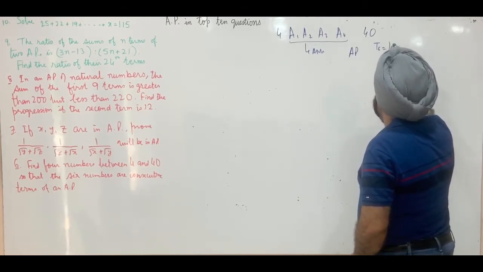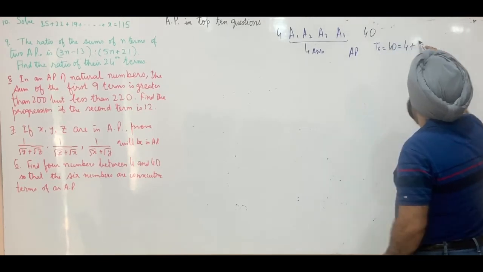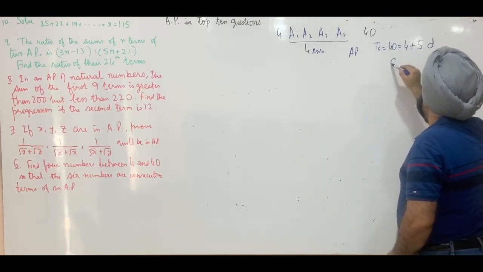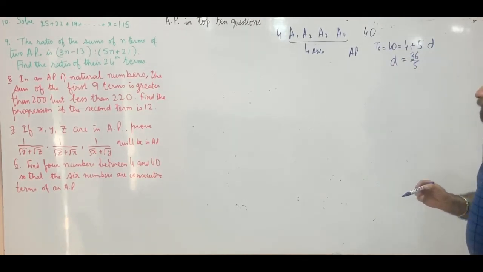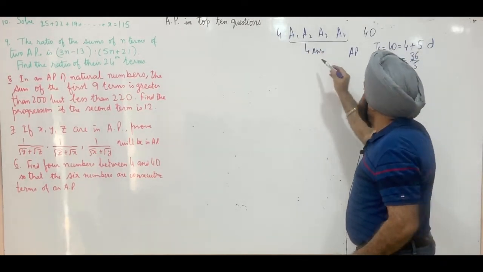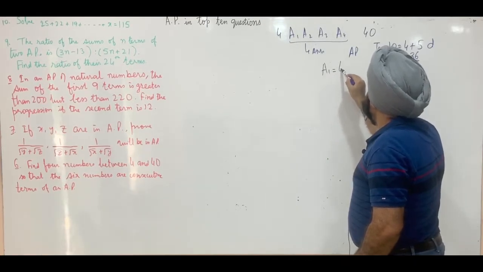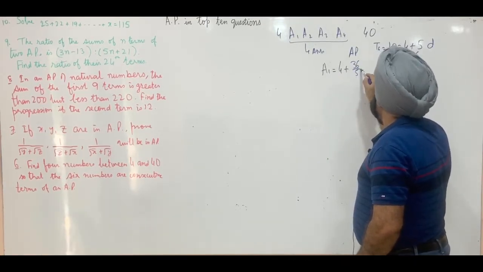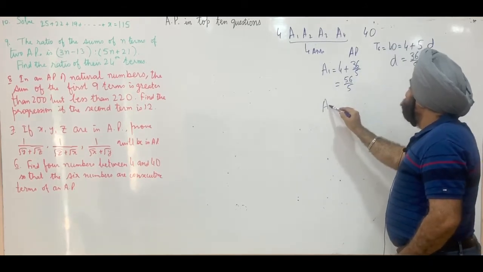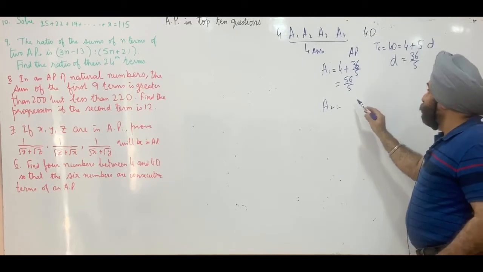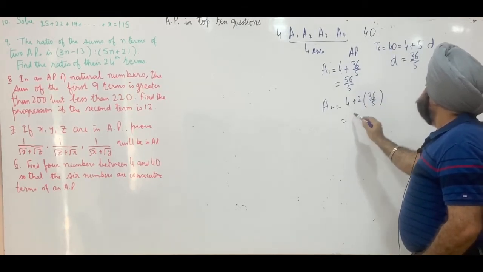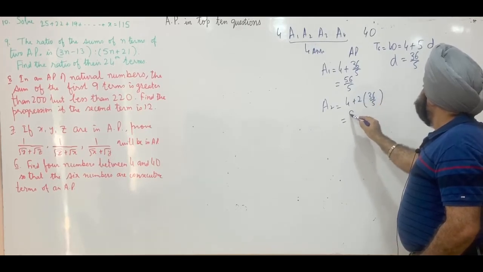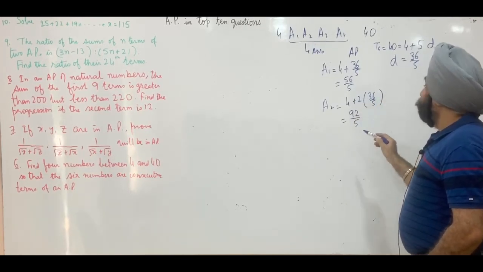The 6th term is 40, that's 4 plus 5 times D. D is equal to 36 by 5. So we know the common difference now. The first arithmetic mean is 4 plus D, 36 by 5. This will be 56 by 5. The second arithmetic mean will be 4 plus 2 times D. This will be (20 plus 72) which is 92 by 5.